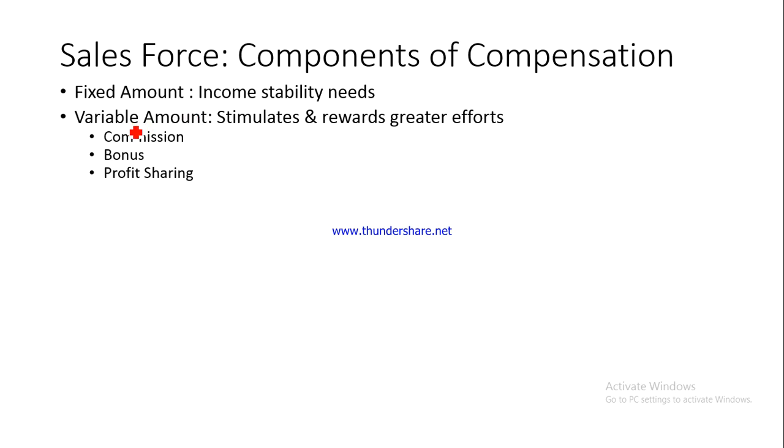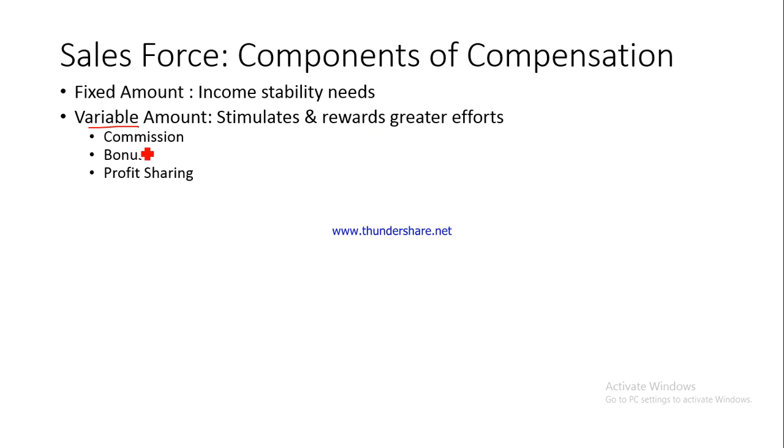Now what is a variable amount? Variable amount is the amount that keeps varying, and it would vary depending on how well you are performing as a salesperson, right? So the whole idea is that if you have a variable amount which depends on how well you are performing, the salesperson would want to perform well so that they can earn this variable amount. And that is why such variable amount would stimulate greater effort on the part of the salespersons, right?